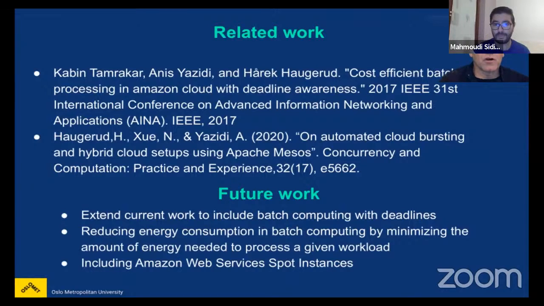As for future work, one idea is to extend the current work to also include batch computing with deadlines. Another approach is to try and reduce energy consumption in batch computing by minimizing the amount of energy needed to process a given workload. And also including Amazon Web Services Spot instances could be a very nice way to extend the current work.